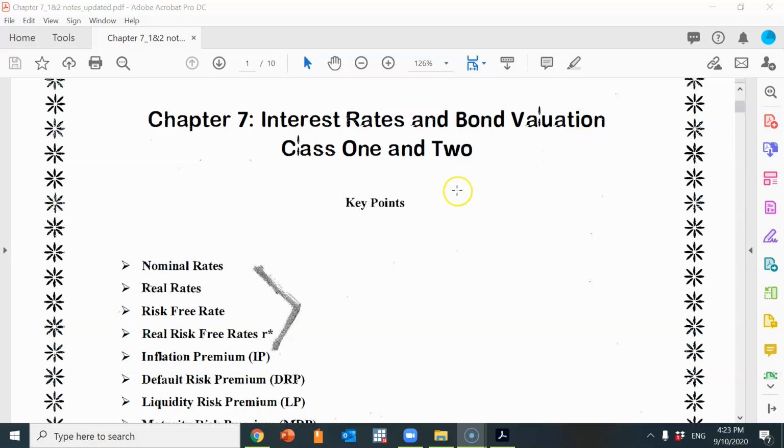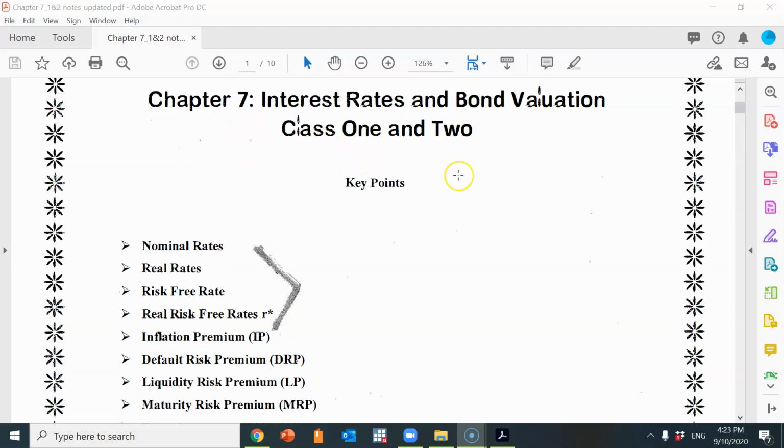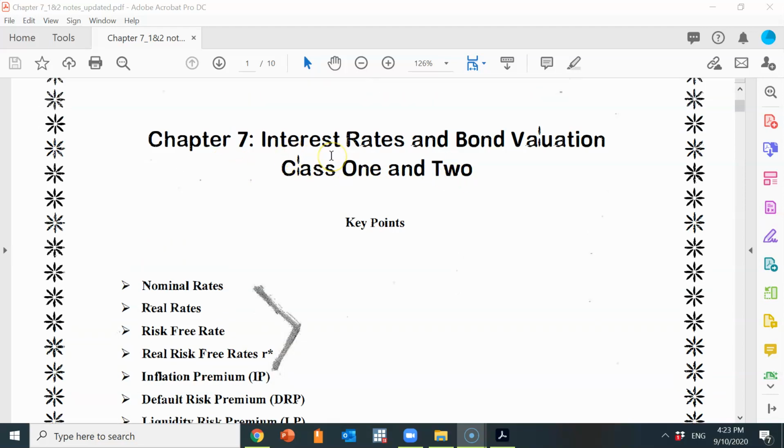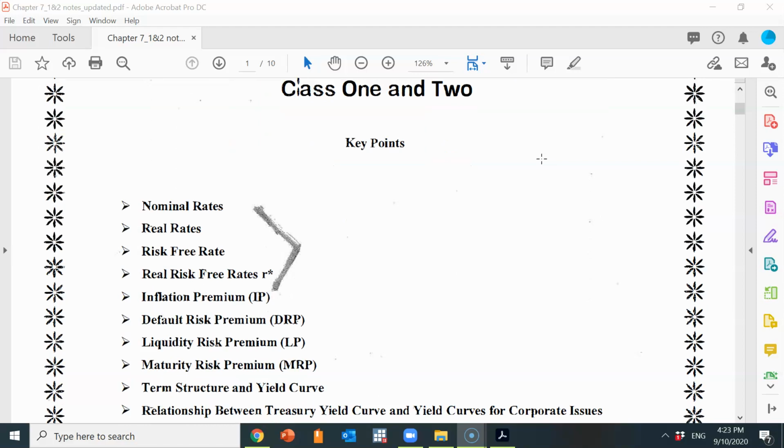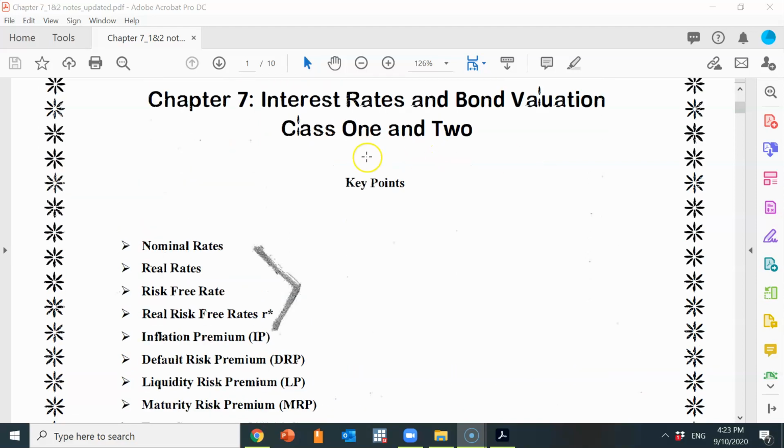For class, we're gonna spend 4 classes on chapter 7. In class 1 and 2, we will be focused on interest rates. In class 3 and 4, we will be focused on bond valuation. So for these notes, chapter 7, class 1 and 2, we're gonna use them for 2 classes.